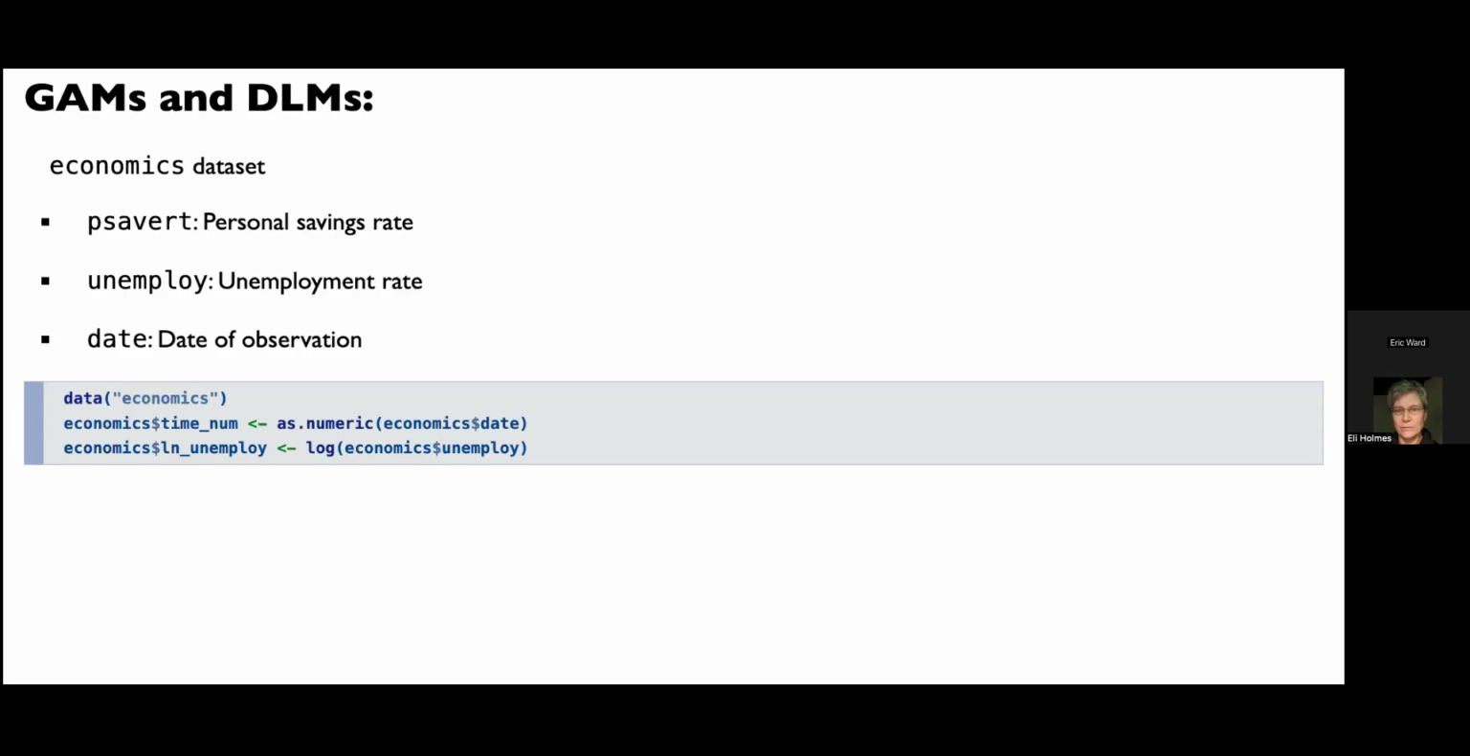There's a personal savings rate variable, this first one, p-save rate. There's unemploy, which is the unemployment rate. And then there's a timestamp or date of each of these. Just for simplicity, or just data wrangling, we'll convert the date to a number, and we'll also deal with the log of unemployment because it's really heavily skewed.